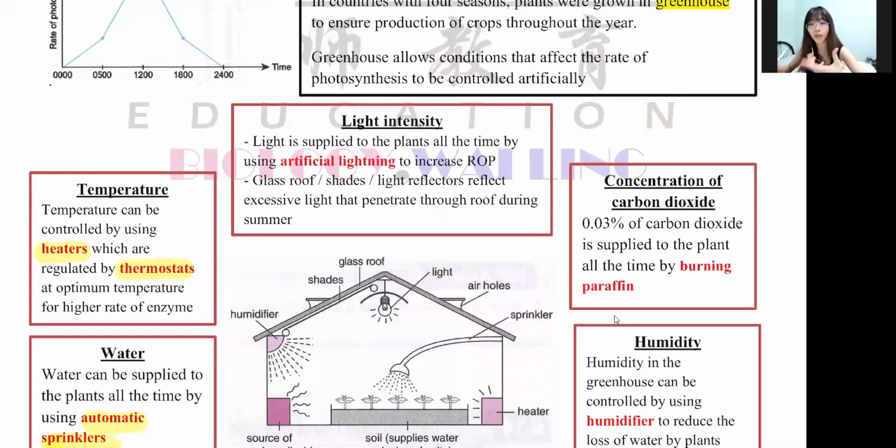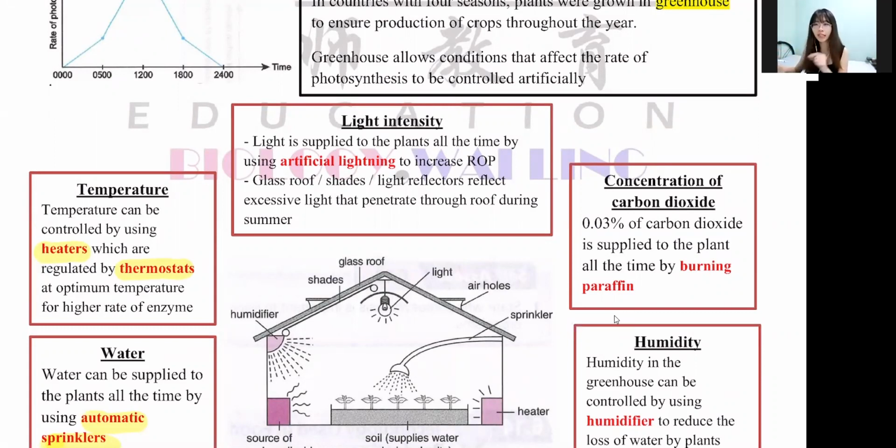Okay, next one, you can control light intensity. How do you want to control it? You can use an artificial light bulb. This artificial light bulb, they can turn it on 24/7 because more light means more rate of photosynthesis, right? So the glass can also reflect sunlight, to prevent excessive sunlight from entering the plant. Because when you have excessive sunlight, maybe it will cause the plant to have mutation sometimes. So that's why the function of the glass roof is to reflect excessive sunlight, okay? So that the light bulb can provide the optimum or even more light intensity for the plants.